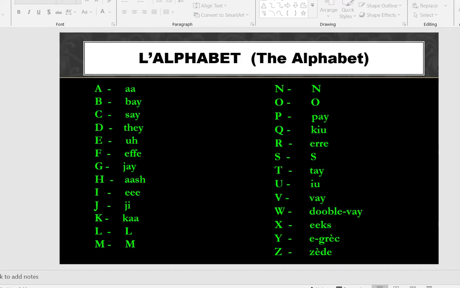Right. So I hope the sounds are clear. The pronunciation: base, say, they, etc.